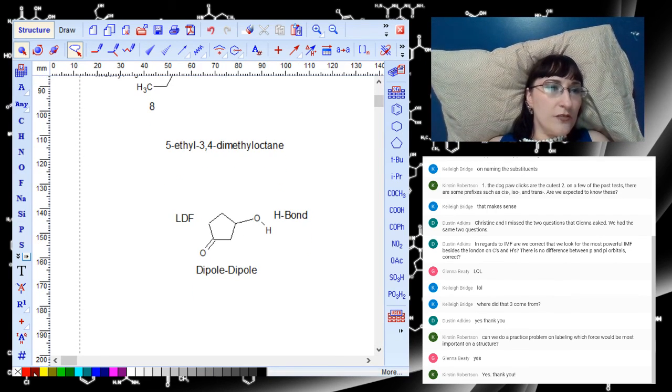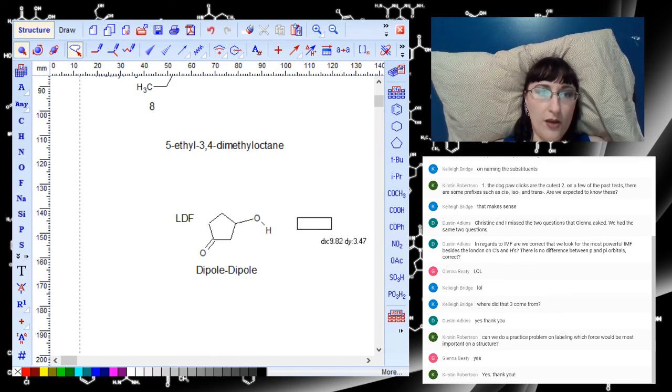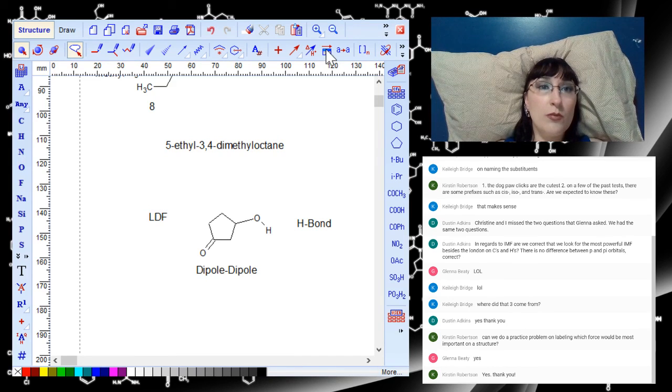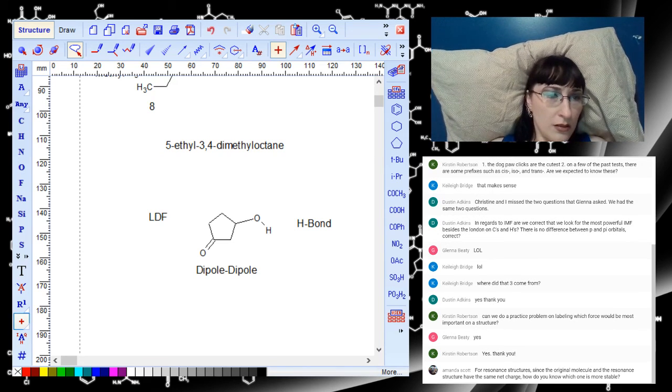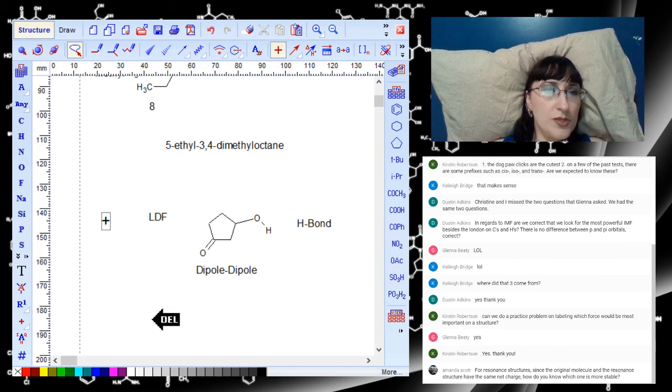I wanted to see if there was a place I could put on to make sure you guys remember how to label finding the different partial charges. And I don't remember which little box that is. Whoops.